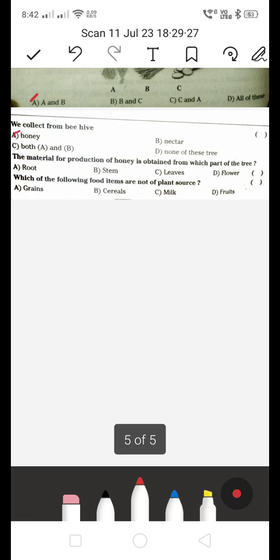Next, the material for the production of honey is obtained from which part of the tree? Is it root, stem, leaves or flower? Honey, they get from nectar, so flower is the right answer.